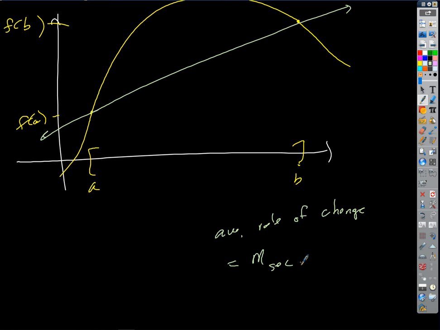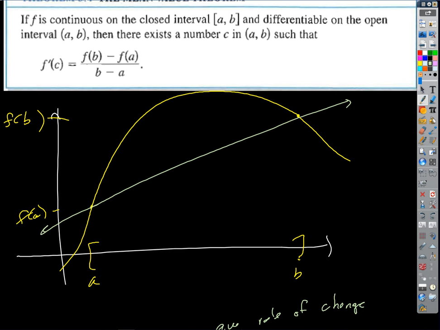Right? Slope of the secant line. What is that in terms of my endpoints? This is just algebra 1 stuff. Slope is equal to rise over run, right? So what's my rise? If I'm going from this point to this point, I'm rising by f of b minus f of a, right? Okay, and I'm running by b minus a, right?